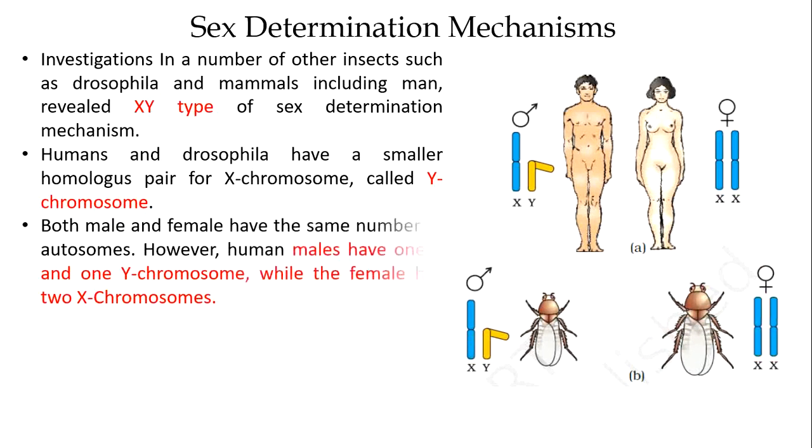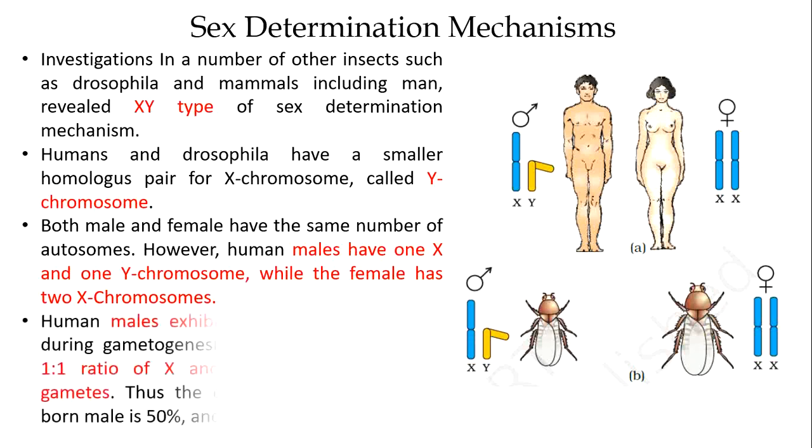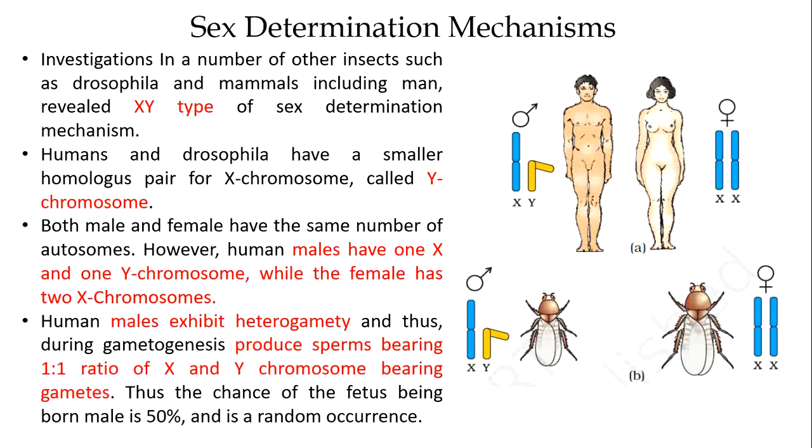Both male and female have the same number of autosomes. However, human males have 1 X and 1 Y chromosome, while the female has 2 X chromosomes. Human males exhibit heterogamety and thus, during spermatogenesis produce sperms bearing 1:1 ratio of X and Y chromosome bearing gametes. Thus the chance of the fetus being born male is 50%, and is a random occurrence.